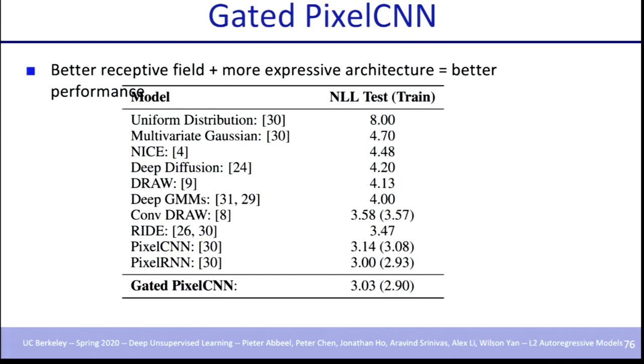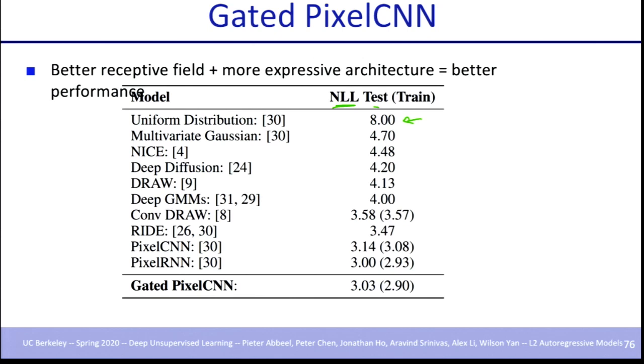Okay, Olivia actually asked, how well do the different models work? Here's a comparison on, I believe, CIFAR, though it doesn't say. But this looks like CIFAR numbers. This is the negative log likelihood on test, and in parentheses train, expressed in bits per dim, because uniform is 8. If you have a uniform distribution, you don't know what to do, you need 8 bits, because you're outputting 8 bits. But the better your model, the fewer bits you need to represent the data.